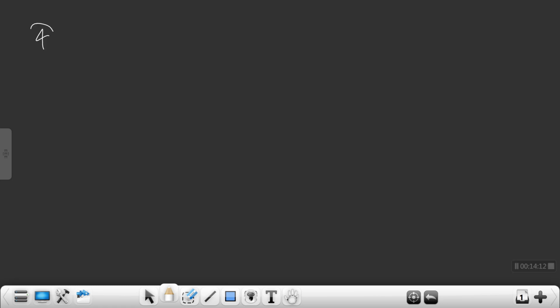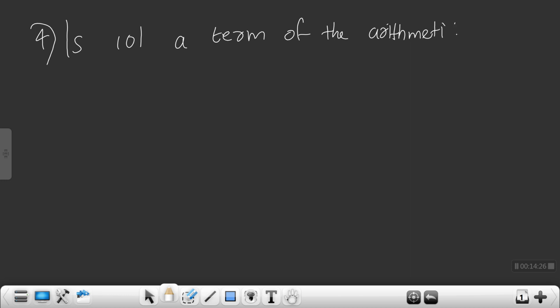Now question number 4. Which term of the arithmetic sequence 13, 24, 35, etc. is 101?